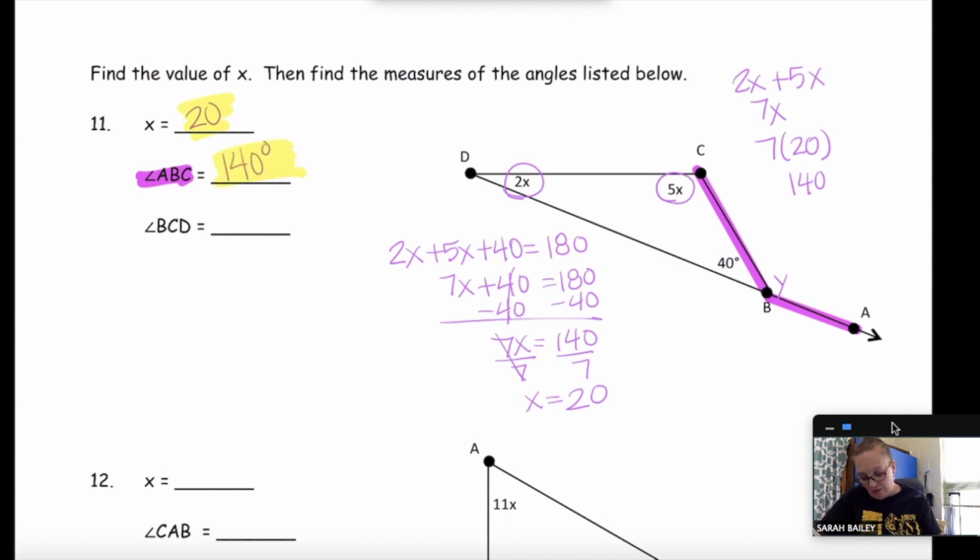Okay, and then we have to find the measurement of angle BCD. So BCD. Well, that angle is represented by the expression 5x. Well, if x is 20, we're going to do 5 times 20, which is 100. So that would be 100 degrees. So BCD is the green one, and that's going to be 100 degrees.